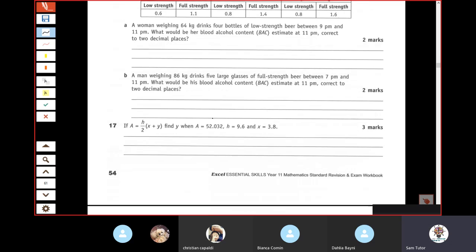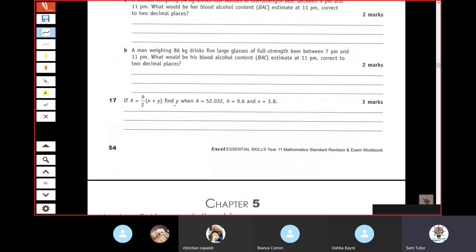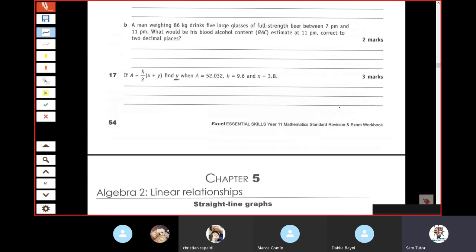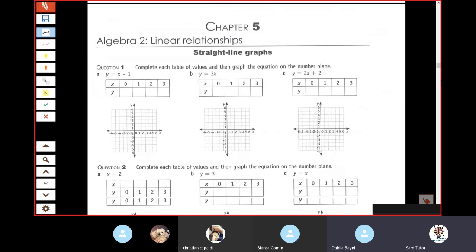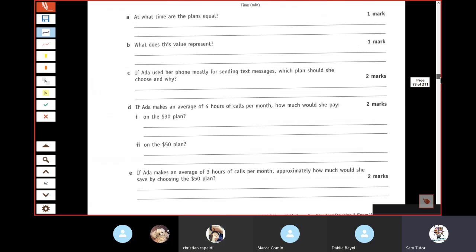What is BAC? That's easy. If A, find Y. Really? Just substitute. Yes, it's simple. Why would that be worth 3.5? Anyways, all right, let's move on. I'm happy with that.